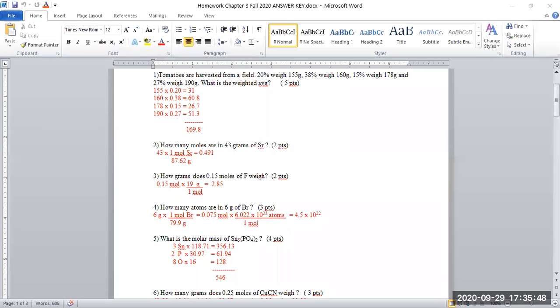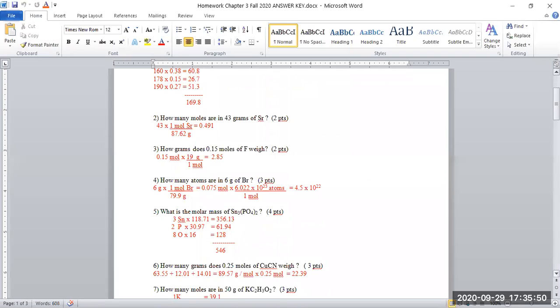For the bromine problem, this one must be done in 2 steps. Now, I stopped in the middle and gave you an answer in the number of moles. You could have simply linked the two of them together and done the math all the way across. It should not give you a different ending answer. Take your 6 grams, divide by the atomic mass of bromine. I got 0.075 moles. Then I multiply by Avogadro's number, 6.022 times 10 to the 23rd. And you get 4.5 times 10 to the 22nd.